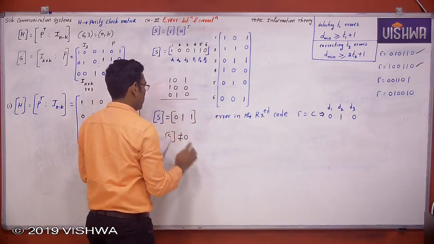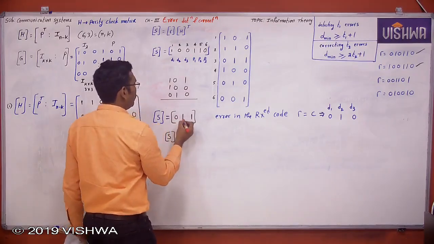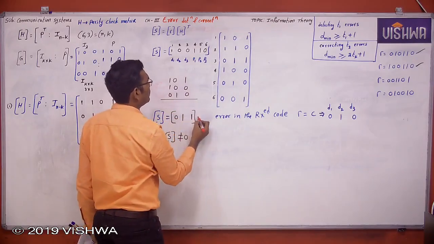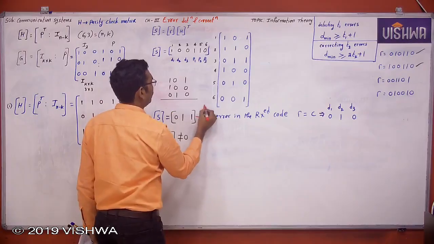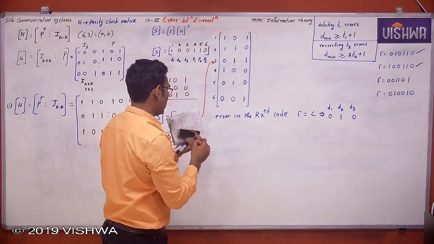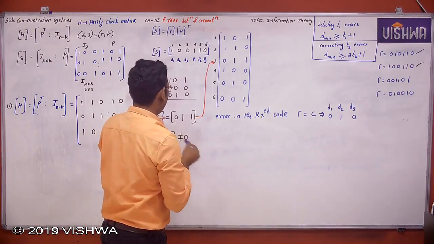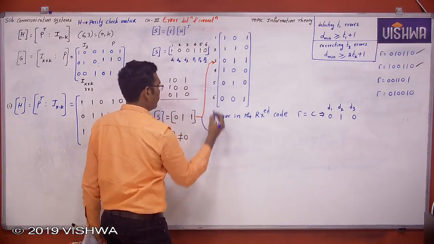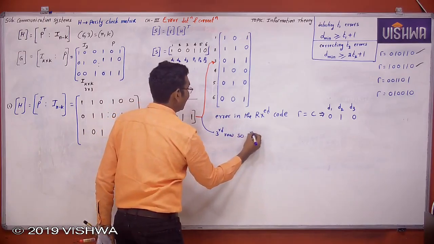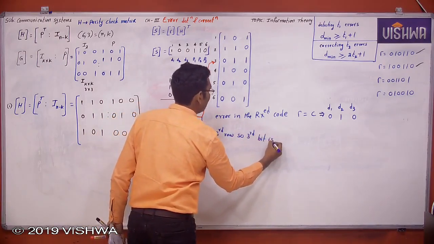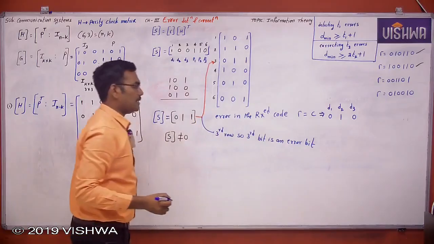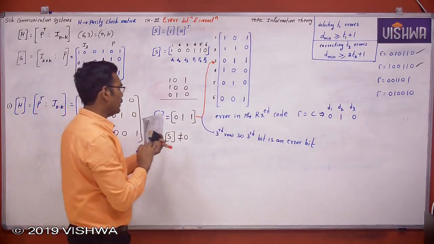Now, you just see here, this is the syndrome 0 1 1. Which particular row of the H transpose matrix is 0 1 1? Where is 0 1 1? Yes, 0 1 1 is here. See here, 0 1 1 is here. Therefore, what is the meaning of that? Which means this is the third row. So the third bit is an error bit. Third bit is an error bit. Rectify that error.